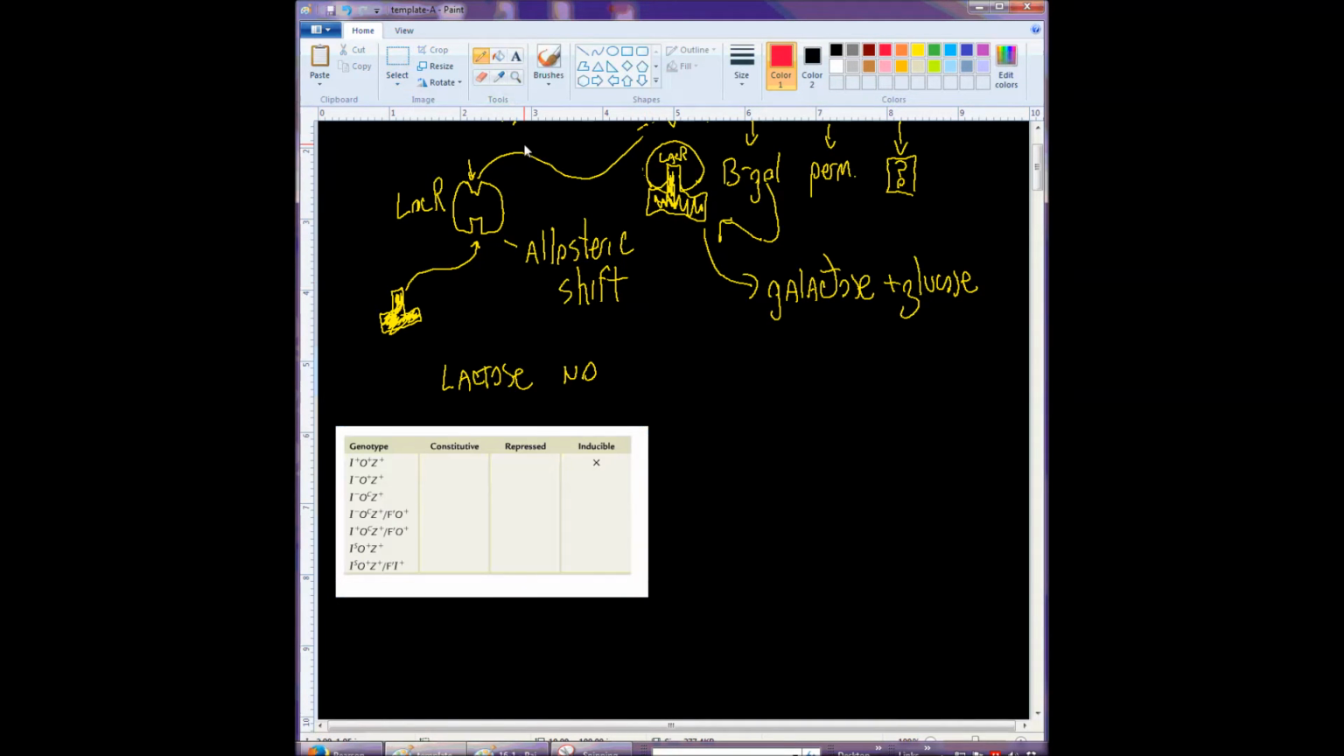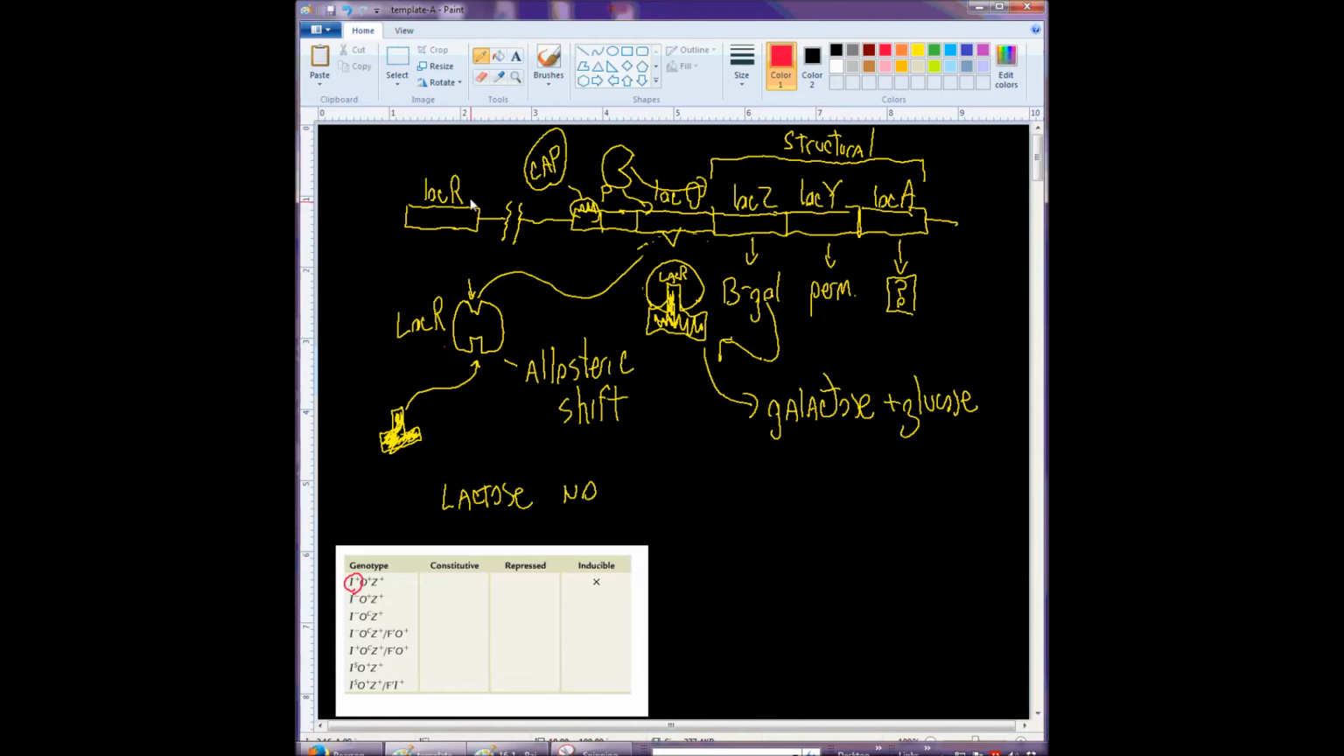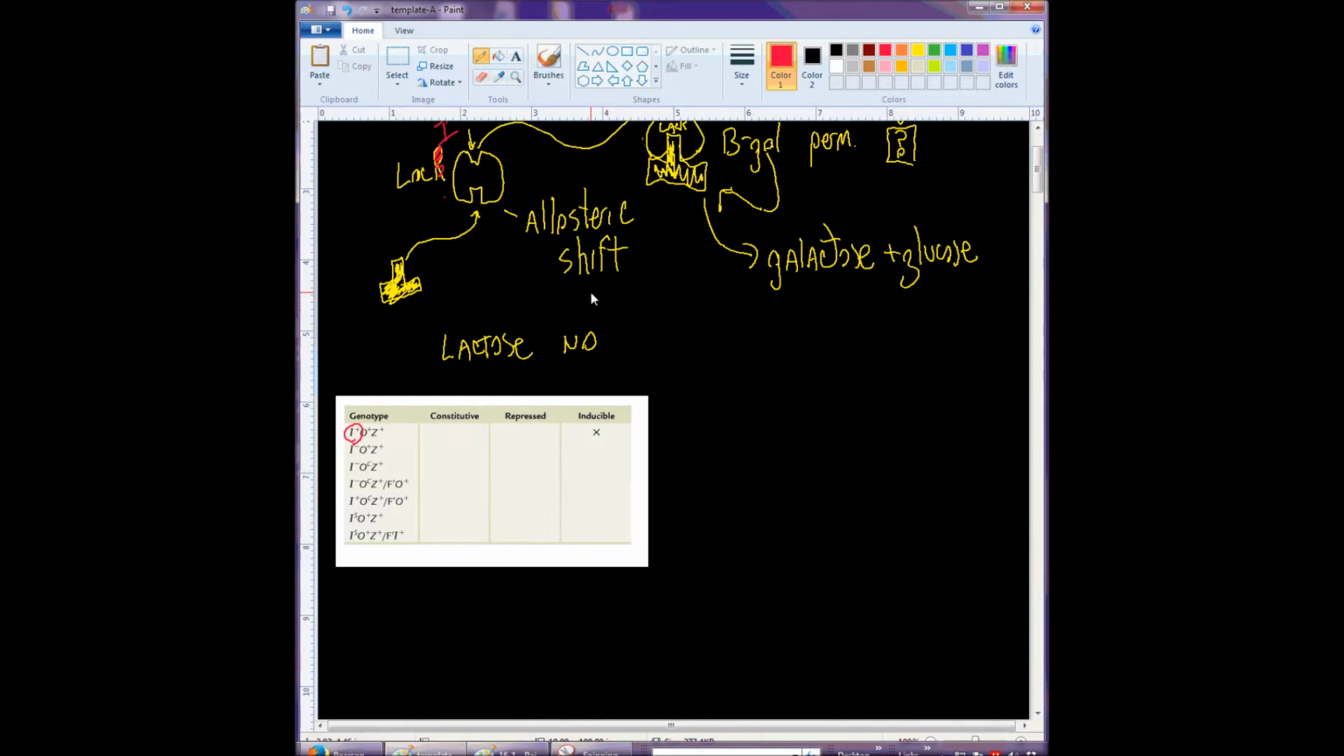The first one is, okay, if we have a wild type copy of I. Did I say, I've been calling this LAC-R, this is actually LAC-I. Sorry about that. If you call it LAC-R in the exam, I don't care. That's fine. Let's call it LAC-I instead to be consistent with the problem.